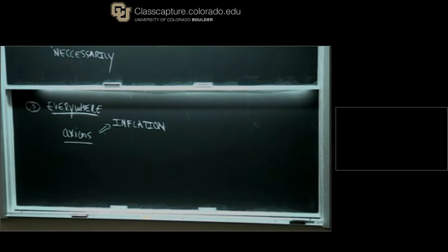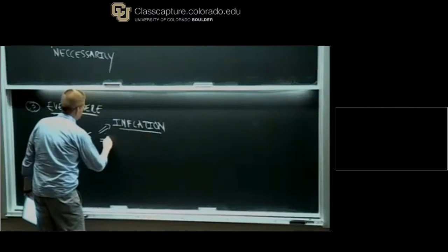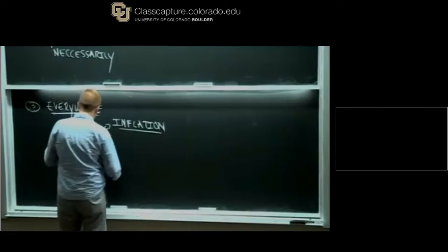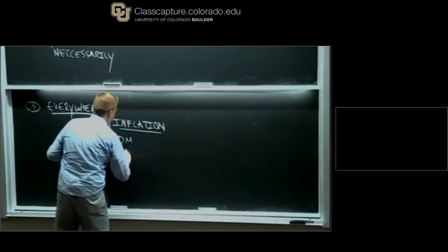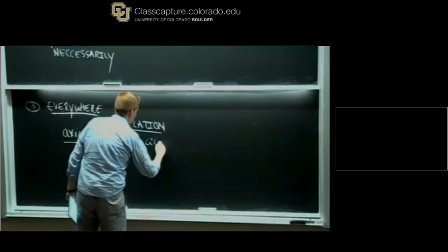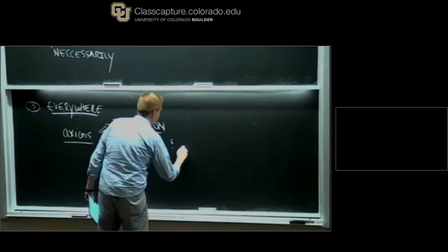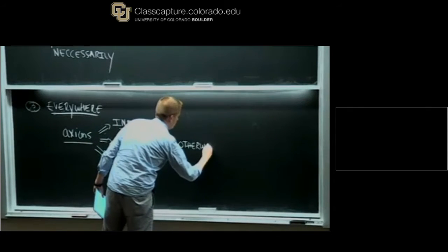I'm not going to have much to say about that, but this is a very interesting story, and I'm happy to provide references. Another is that axions could potentially be dark matter. We've known this for a very long time in QCD, but there's lots of other axions in string theory that could potentially be the dark matter.